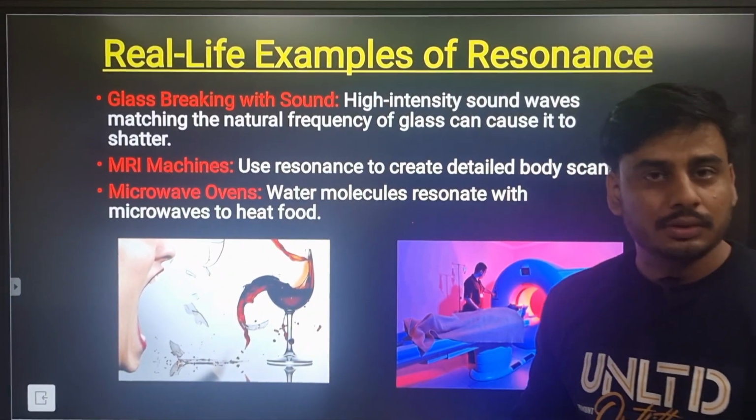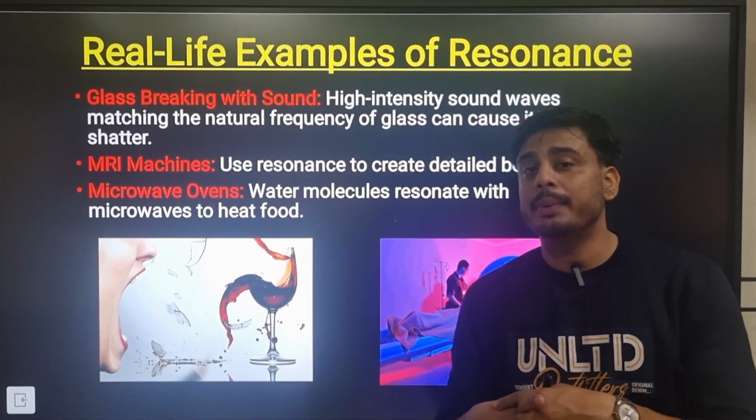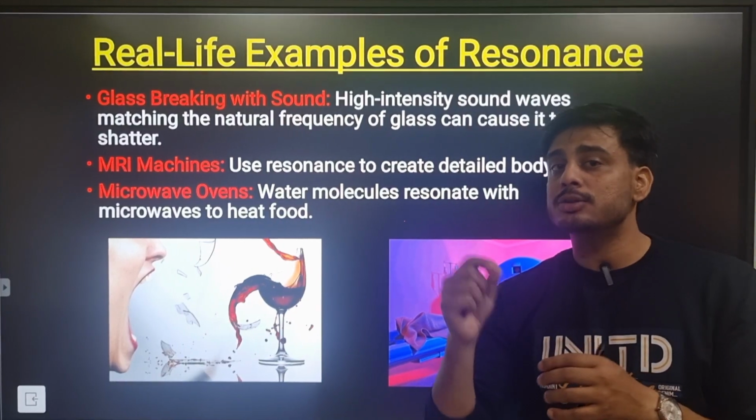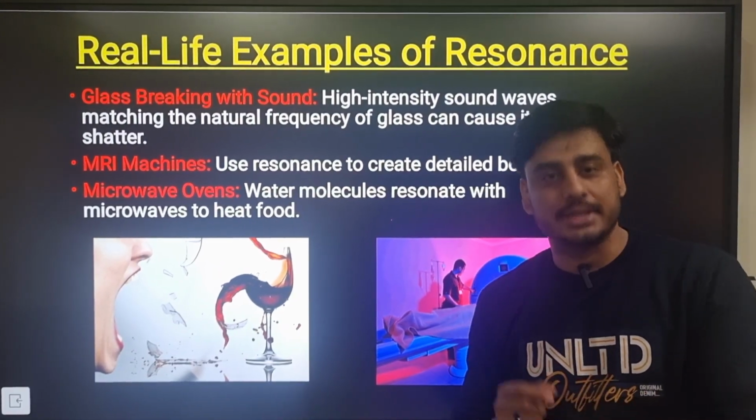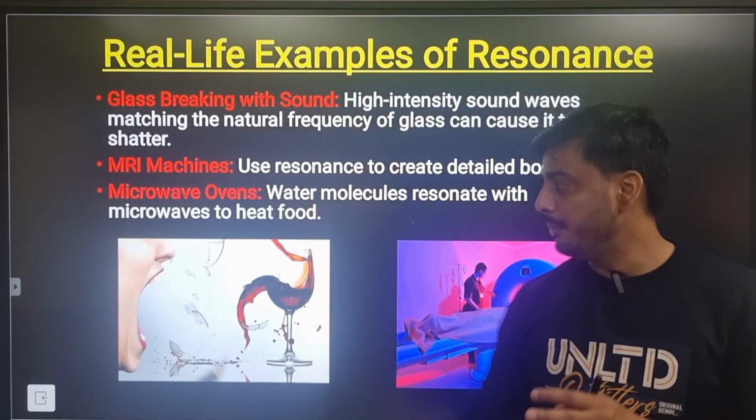Similarly, MRI, magnetic resonance imaging. In magnetic resonance imaging, what happens? The magnetic fields are given. So the magnetic field induces resonance with the protons present in our cells. Whenever resonance appears, we get a clear image.